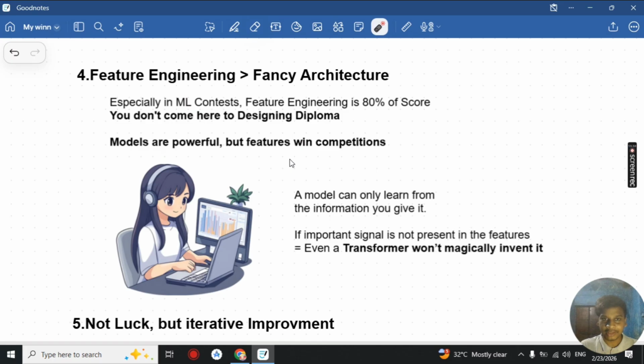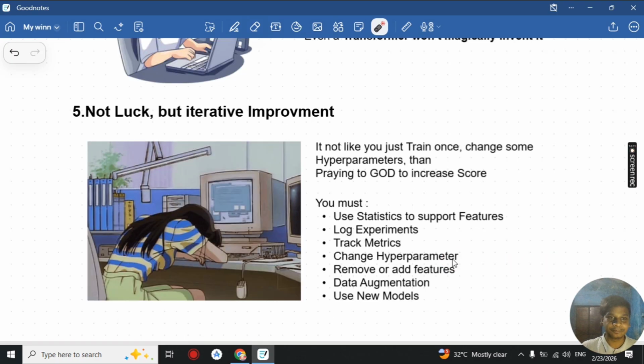Models are powerful, I agree, but features win the competitions. A model can only learn from the information you give it. If the information is wrong, there is no success. If an important signal is not present in the features, even a transformer won't magically invent it. You must take care of the data you are providing, and make sure it is rich in features that the model can learn from. Even a transformer won't magically invent the feature you want.